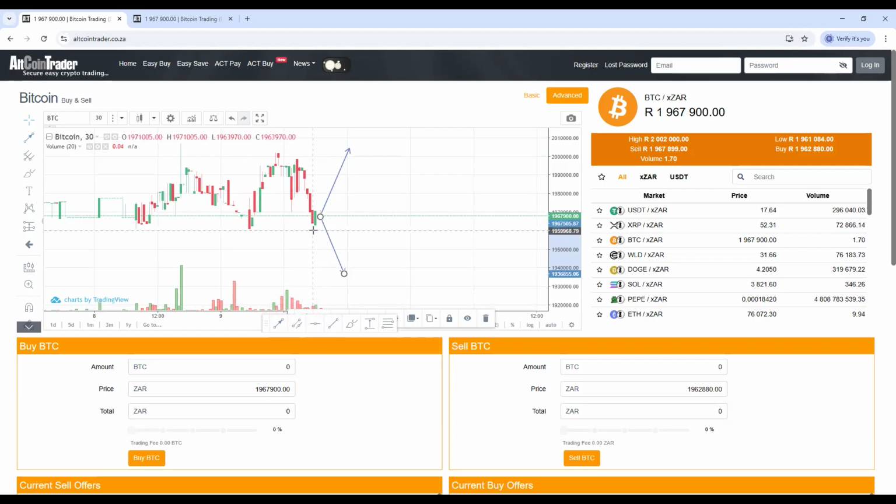Then the stop loss says, okay, when it dives, let's say 1 or 2% lower than the price, let's say 1.5% lower, that it sells it there. There are no tools on this exchange for that.